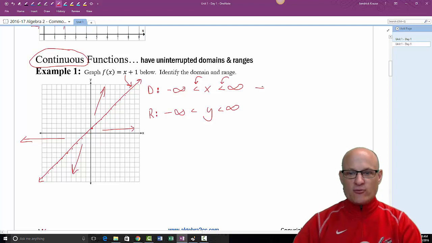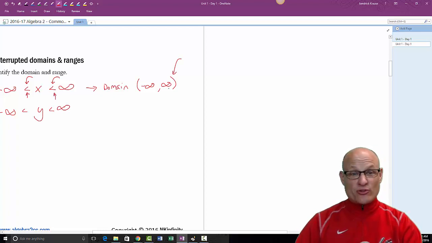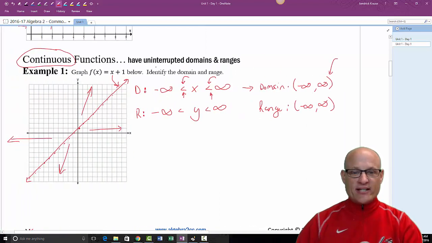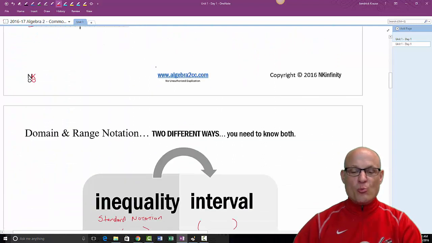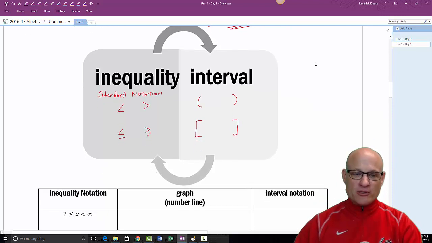At any rate, I could have written this like this. I could have written it out nicely. Domain: negative infinity to positive infinity. Now, why am I choosing parentheses? Well, I'm choosing parentheses because these are just less than. They do not have the equal to. And the range would also be the same thing, negative infinity to positive infinity. Okay, so that's interval notation and standard notation. You must know both. You must be able to go back and forth between both.